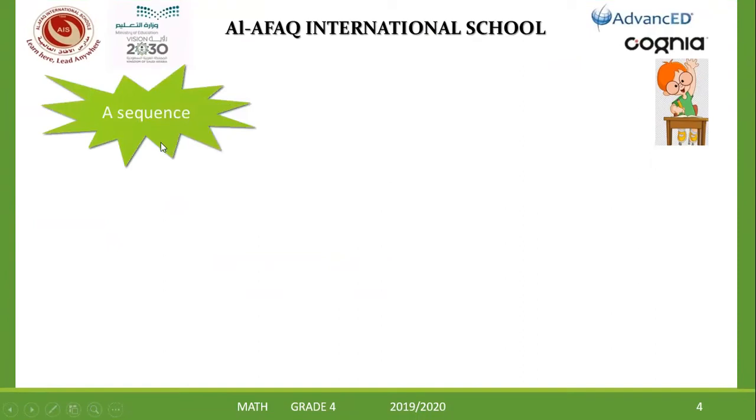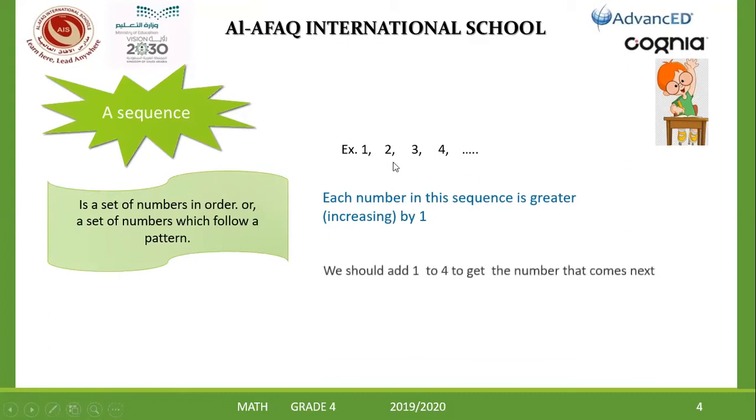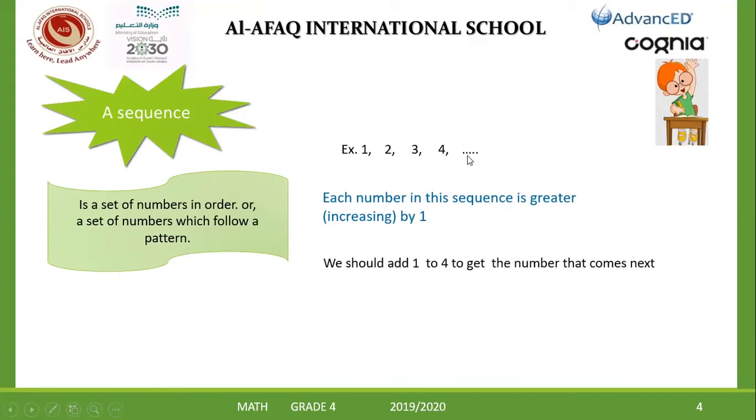What is the meaning of a sequence? It is a set of numbers in order, or a set of numbers which follow a pattern. For example, here 1, 2, 3, 4. What do you notice here? Each number in this sequence is increasing by 1. So to find the missing number to complete this pattern, we should add 1 to 4 to get the number that comes next.